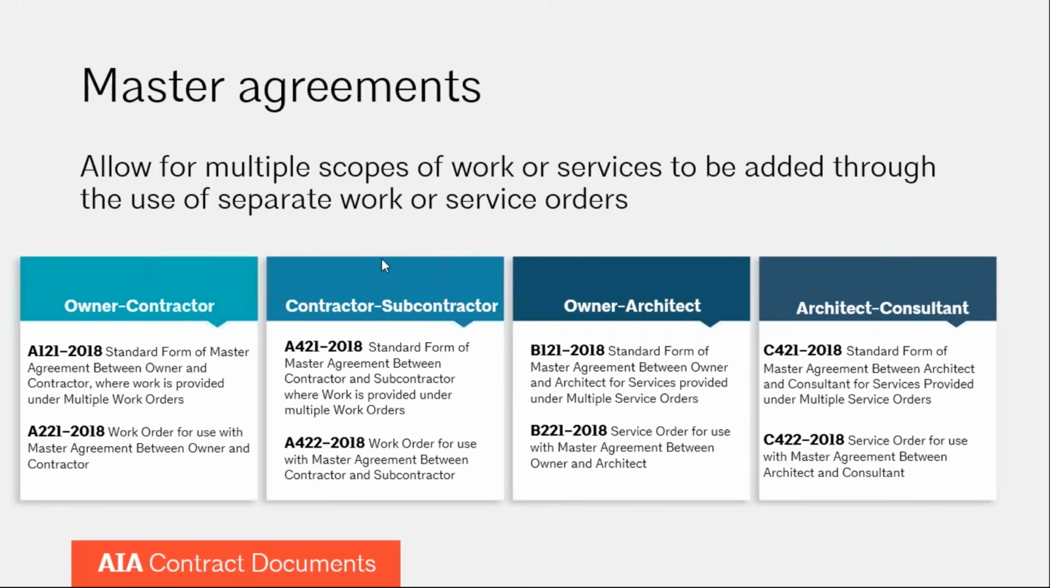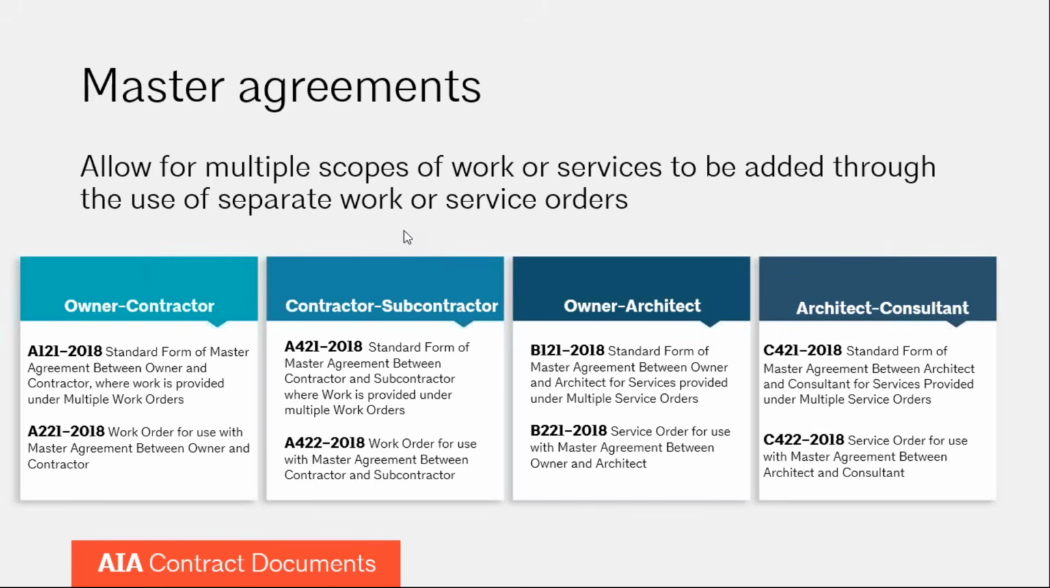So this is for a period of 1 year, and then it's for multiple jobs, multiple things, and then the work or services to be performed are performed under multiple work orders or service orders. So that applies to all 4 of the things that you see here. We have owner contractor, contractor subcontractor, owner architect, architect consultant. They're all set up the same way. You have a master agreement like A121, like A421, all those at the first ones listed there. Those are all master agreements.